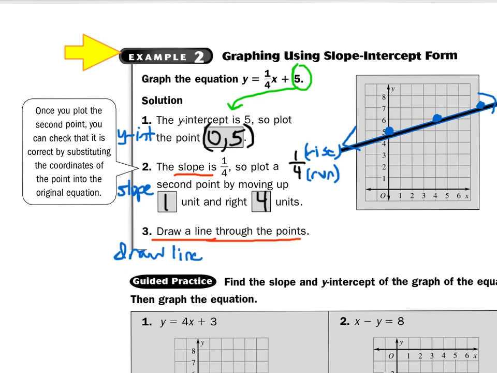So remember, the y-intercept is always that number that's being added.